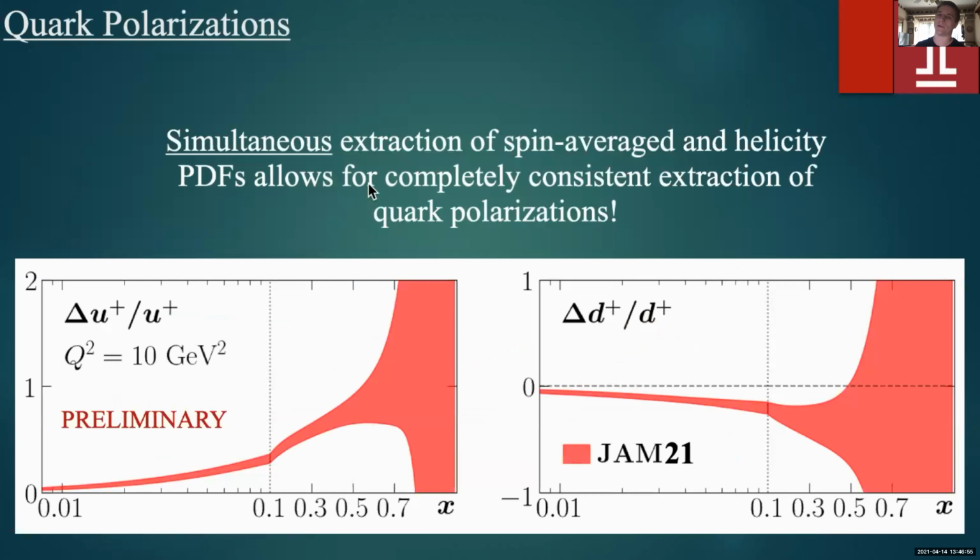Another point I want to make is that thanks to the simultaneous nature of the extraction of spin-averaged and helicity PDFs, this allows for a consistent extraction of the quark polarizations. By that, I mean the ratio of delta u plus over u plus, or delta d plus over d plus. Since we are fitting both the numerator and the denominator simultaneously, this allows us to actually extract these quantities with robust uncertainty quantification.